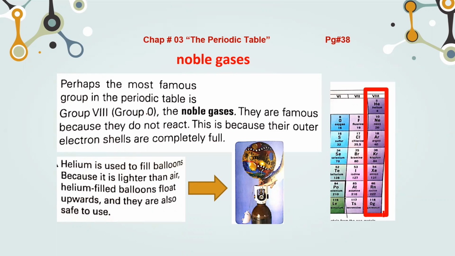Why is it so-called noble gases? Noble gases means they are unreactive. They are harmless. They are not able to make any bond with other elements. So that's why they are so-called noble gases, because all the elements that belong to group 8 usually exist in the form of gases. They are famous because they do not react. As I told you earlier, they are not able to react with other elements. So that's why they are so-called noble gases. This is because their outer electronic shells are completely full.